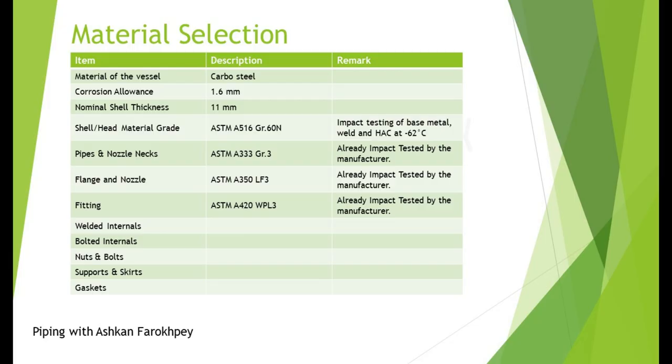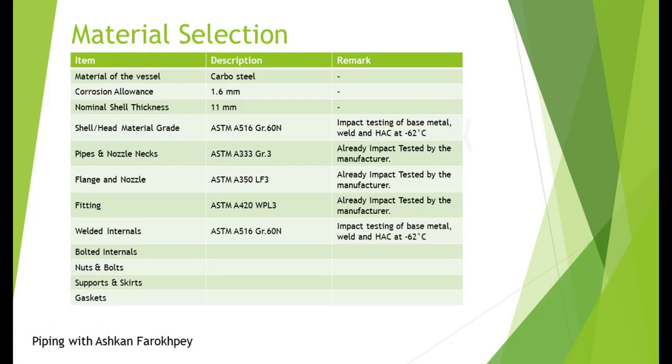Considering these explanations, the welded internal must be from the same grade and material of the vessel's sheets and plates. So ASTM A516 grade 60 normalized with impact testing at minus 62 degrees centigrade would be our choice. In some cases, the internal might be manufactured from forging, pipe or fitting, then the material ASTM grade will be changed accordingly. The bolted internals, against the previous row, can be selected from CRA categories, as they can be isolated from direct contact with the vessel's body by the use of washers or gaskets.